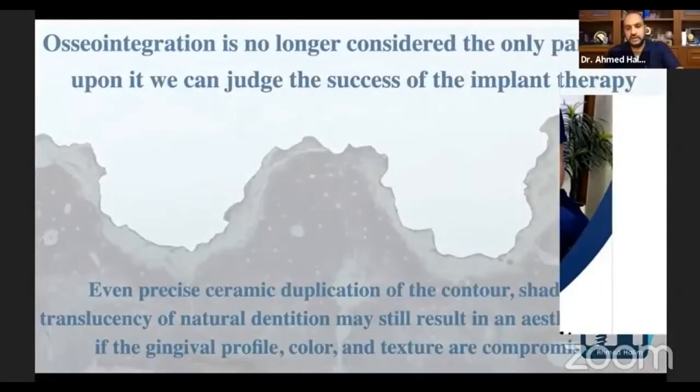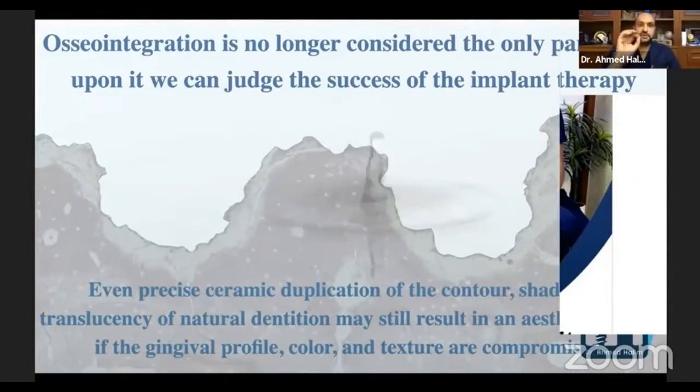So first of all, let's jump to the introduction of the lecture. When we talk about dental implant, we are talking about osseointegration. But long time ago, we used to say that osseointegrated implant is a successful implant, but not anymore. Osseointegration is not the only parameter upon which we can judge the success of the implant.